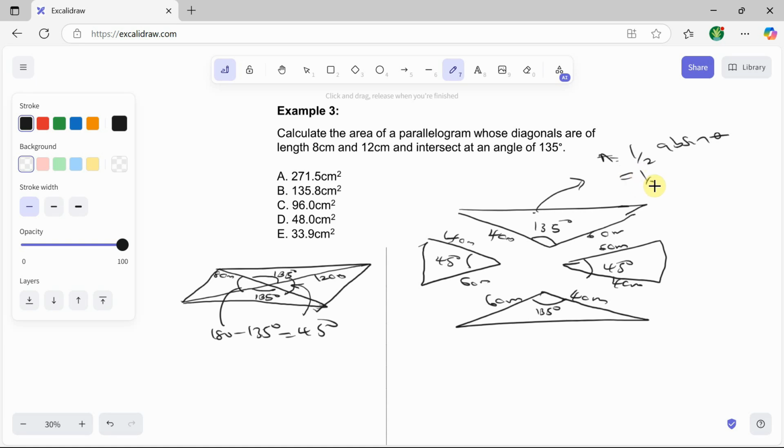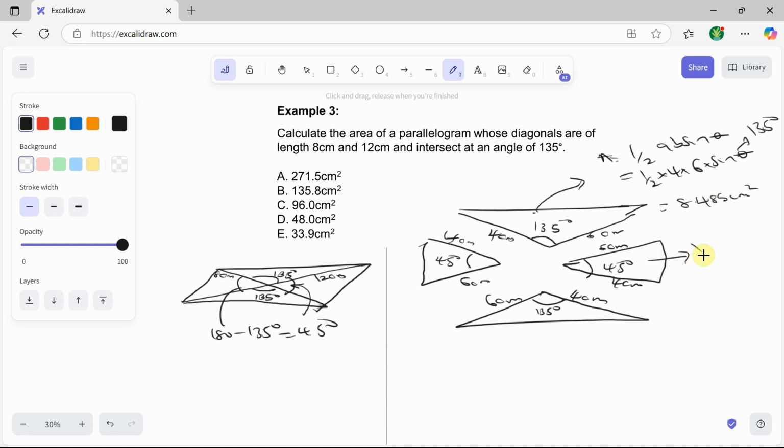So this will be half times 4 times 6 times sine theta, right? So that will be 0.5 times 4 times 6 times sine theta, where theta is 135 degrees. So let me just replace it and say this is 135 degrees. So times sine 135 degrees. That gave me 8.485 centimeters squared.